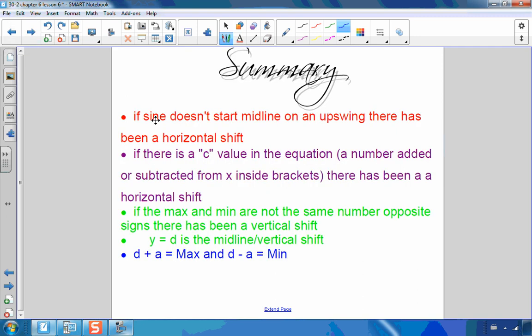Okay, a little bit of a longer lesson, but let's put it all together. If sine doesn't start at the midline on an upswing, there has been a horizontal shift. If there's a c value in the equation, a number added or subtracted inside the brackets, there's also been a horizontal shift. If the max and min are not the same number with opposite sign, there's been a vertical shift. Remember that that vertical shift is your d value in the equation, and y equal to d is your midline. Again, a little trick here, not on the formula sheet, but worth memorizing: midline plus amplitude is max, and midline minus the amplitude is the minimum.